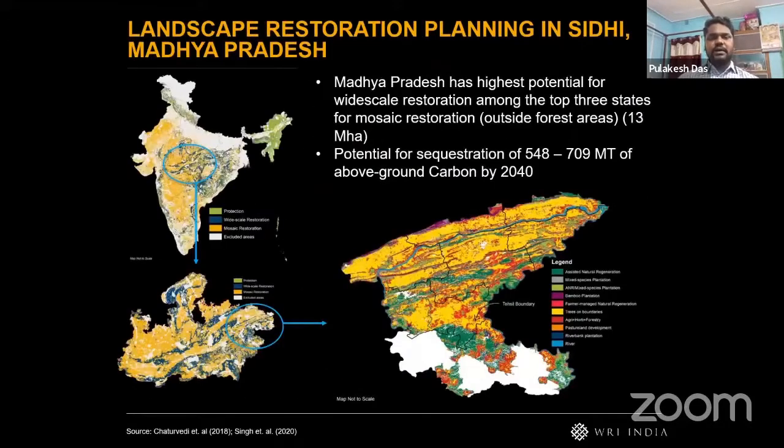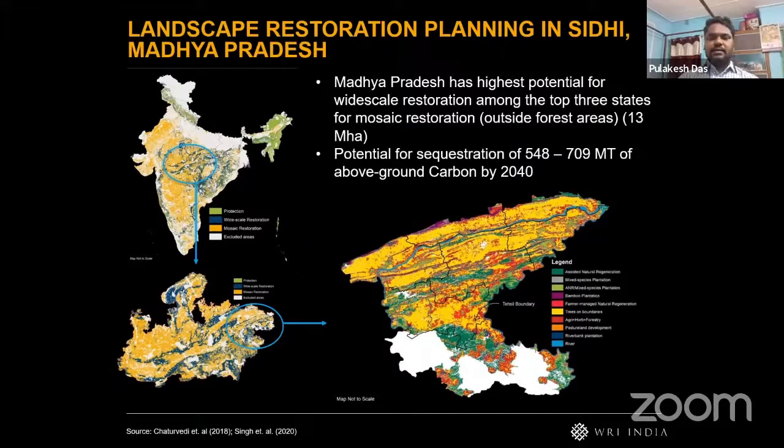Basically, I'll talk about this city restoration part where we are currently doing some ground-based interventions. So once we have this broad level restoration potential map, we can plan further where we can focus for further landscape restoration. So this Madhya Pradesh state has shown a high potential for wide scale and mosaic restoration, and it is among the top 3 states showing the high potential for mosaic restoration.